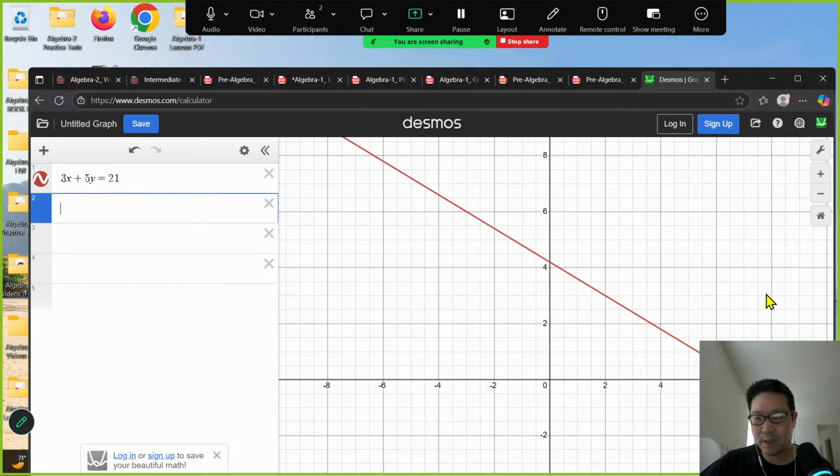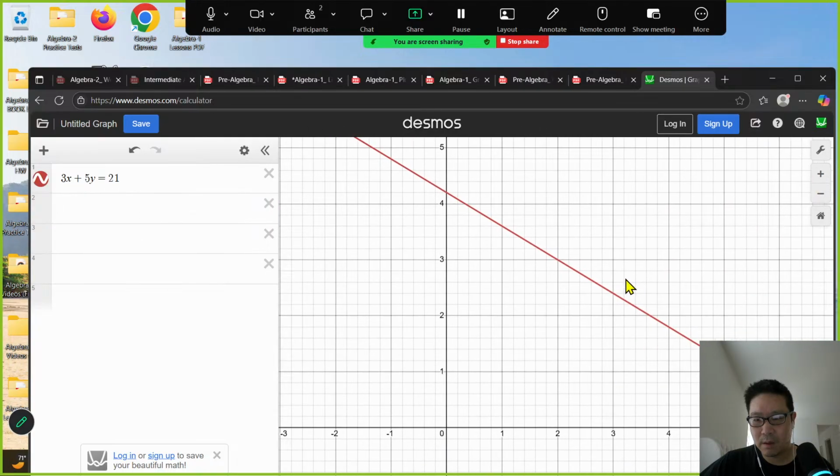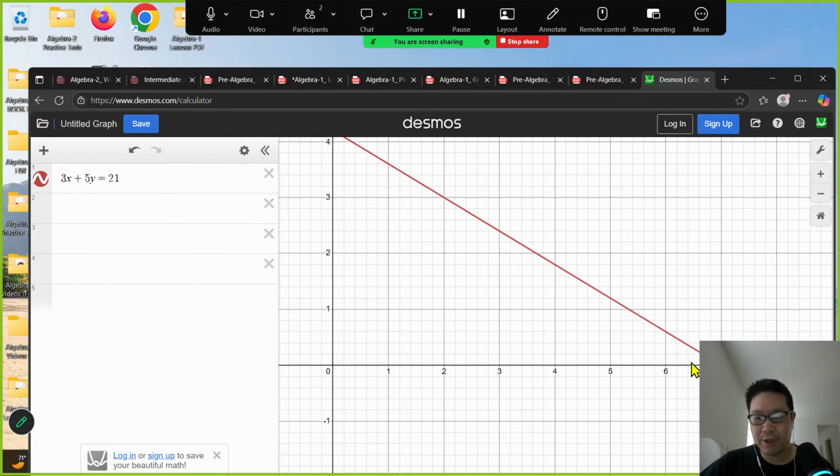So as you can see, the solution that you got was (7, 0). And look how it's on the line. 7. So I can type in (7, 0). And that's on the line.